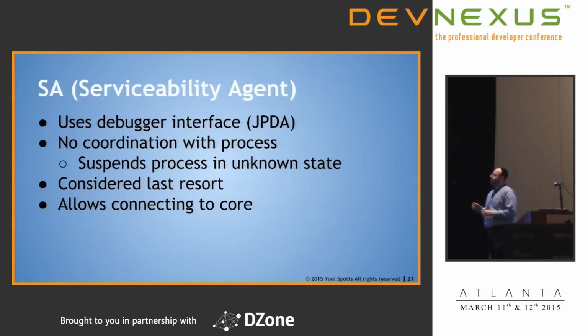In addition to that, we can connect to a core file through the Serviceability Agent. Through some of the APIs, there are some hooks that the core file creates that allow us to connect, to troubleshoot and to inspect the core file after a dump.